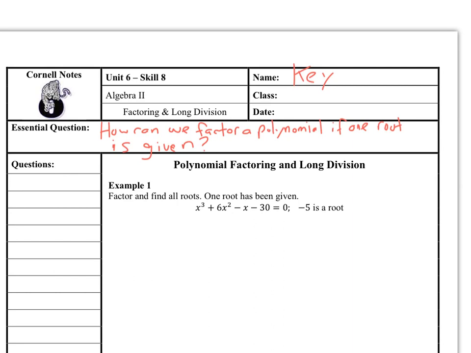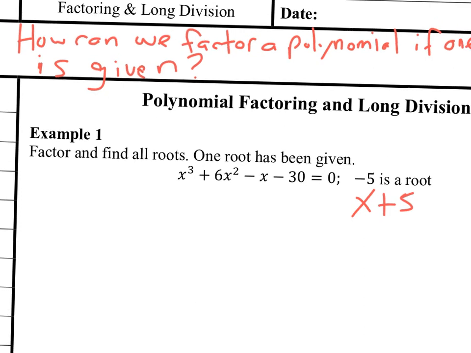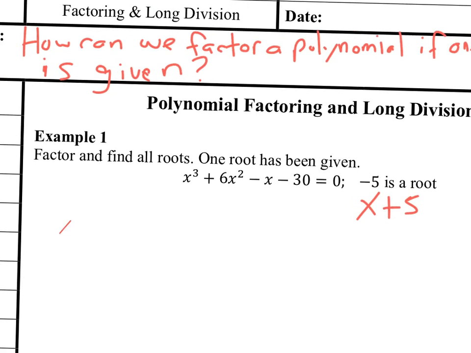And since we have that x equals -5 as a root, we know that a factor is going to be x plus 5. So what we're going to do is divide all that nastiness by x plus 5. So x plus 5, and we're going to divide it out. X cubed plus 6x squared minus x minus 30.